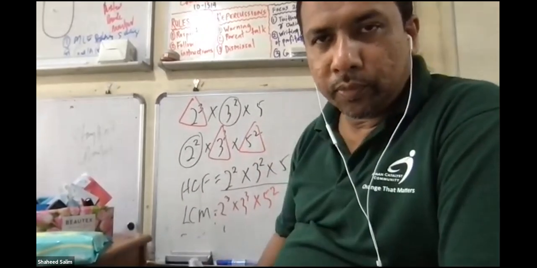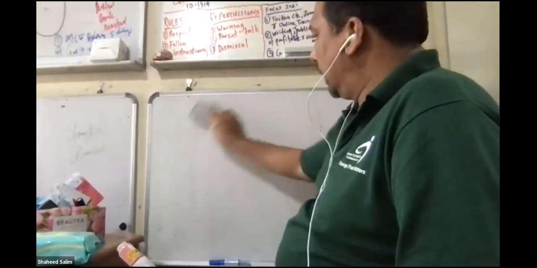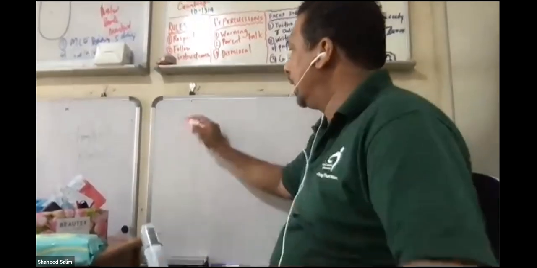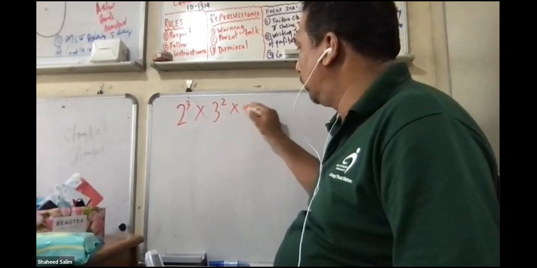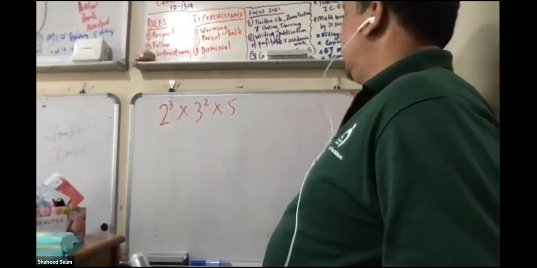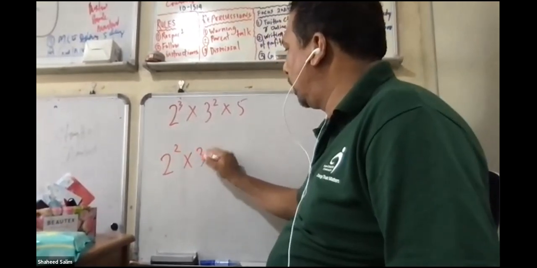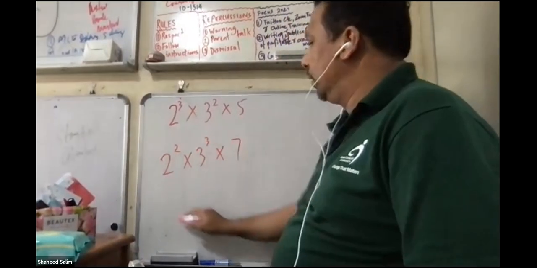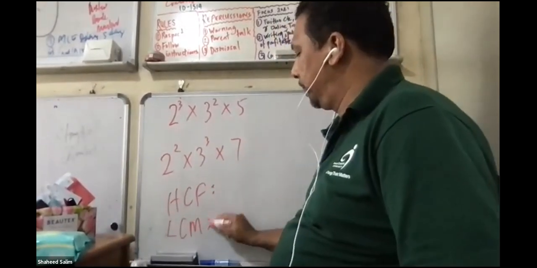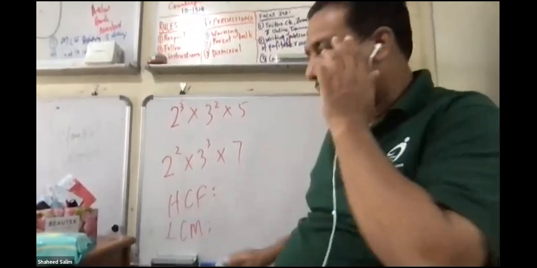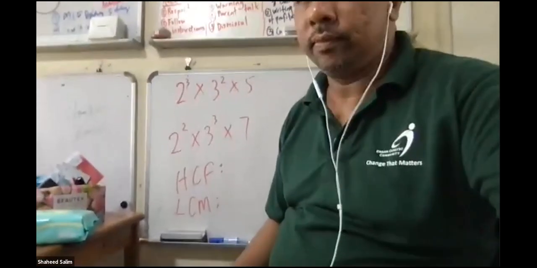Are we okay? The only way to see whether you're okay is to test you now. There are two numbers. One number is 2 to the power 3 times 3 to the power 2 times 5. The other number is 2 to the power 2 times 3 to the power 3 times 7. Find the HCF and find the LCM. Go, please.